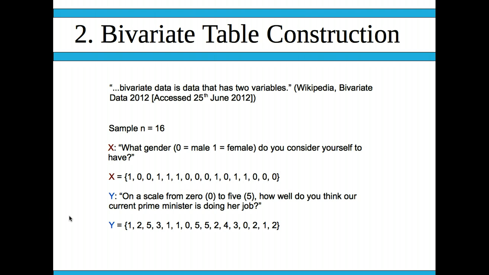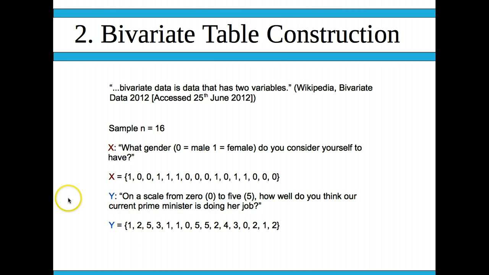Then the next question on the survey is, on a scale from 0 to 5, how well do you think our current Prime Minister is doing her job? Okay, so then we have pretty much the same procedure. This person answered a 1, so this person thinks on a scale from 0 to 5, the current Prime Minister is doing a 1 well job, which is pretty low, considering it's from 0 to 5, so this person does not think the Prime Minister is doing her job very well. So this goes up all the way to 5.